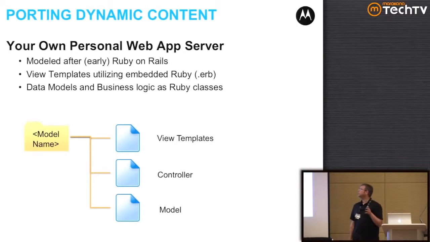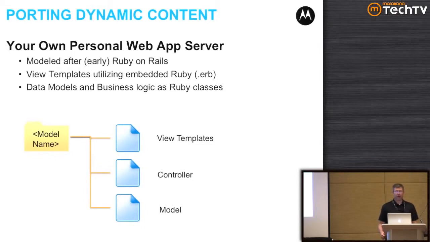So again, this has been a theme I've been talking about over and over again, right? You have your own personal web app server when you talk about RhoElements. The structure is modeled after early Ruby on Rails. For those of you who are familiar with it, the current version of Ruby on Rails has really evolved into quite a robust and at times complex environment right now. RhoElements is quite a bit simpler, right? It traces its roots back to the early versions of Ruby on Rails. And basically what you have is view templates which utilize embedded Ruby. They're indicated with the extension .erb.